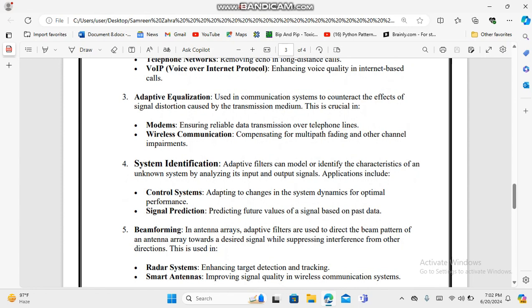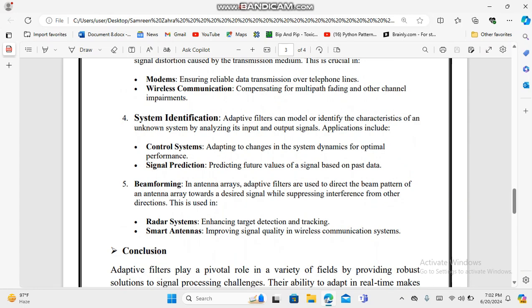In control systems, it adapts to changes in the system's dynamics for optimal performance, and in signal prediction, it predicts future values of the signal based upon past data. And the last application is beamforming. In antenna arrays, adaptive filters are used to direct the beam pattern of the antenna array towards a desired signal while suppressing interference from other directions. They can be used in radar systems and smart antennas. In radar systems, enhancing target detection and tracking, and in smart antennas, improving the signal quality in wireless communication systems.